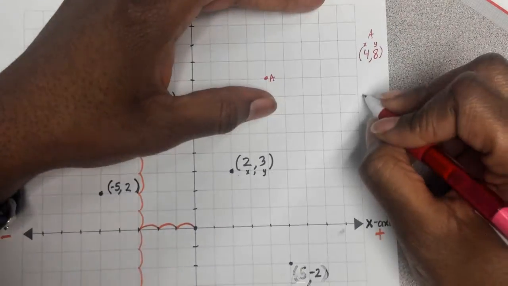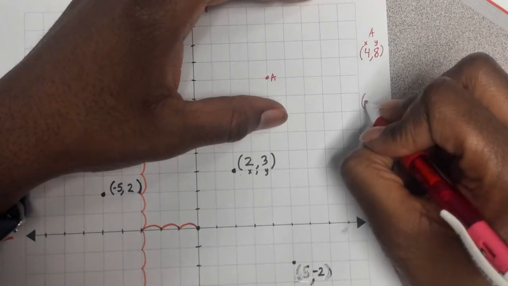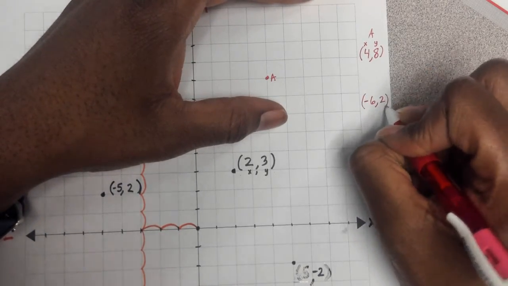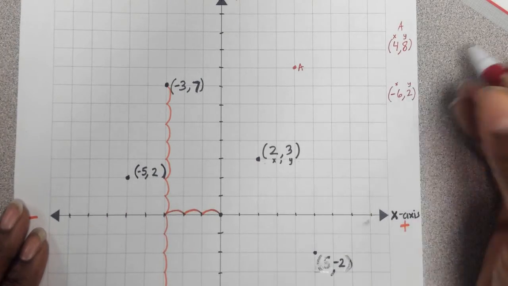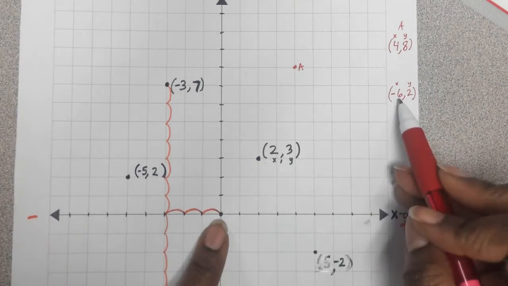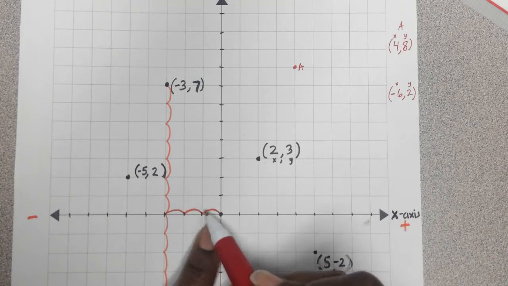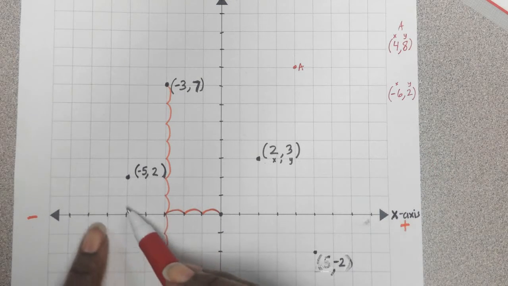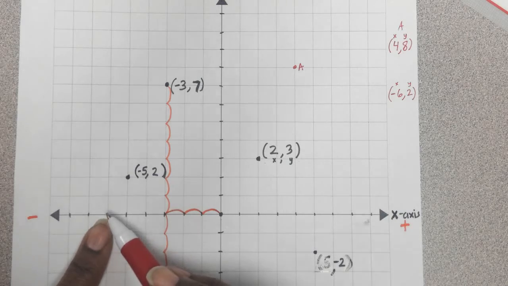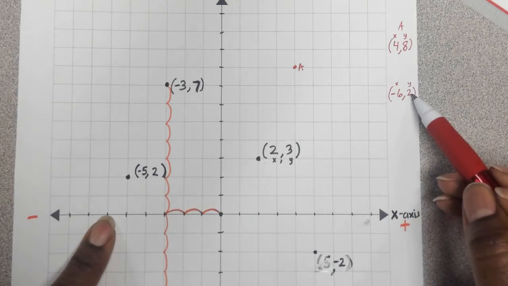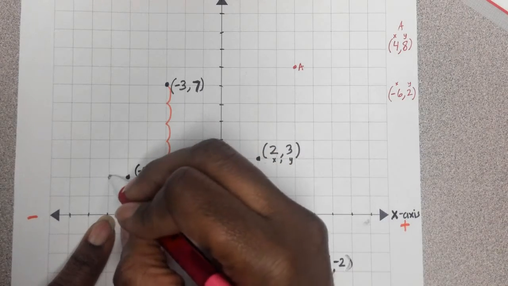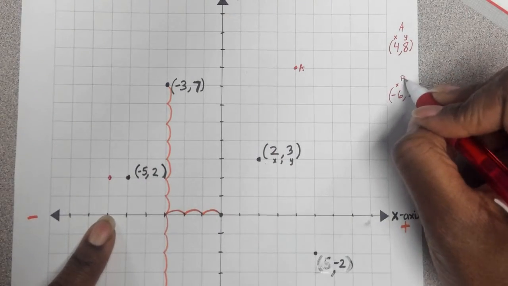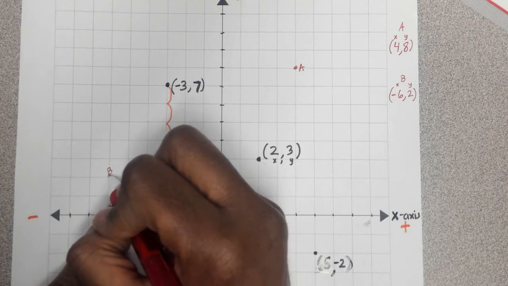And then let's do another one. Let's say they gave you -6, 2. So remember, your x comes first, then your y comes second. Start at the origin. So count -6 squares. 1, 2, 3, 4, 5, 6. That's -6. And then you go up 2. So from here, go up 2 squares, and there's our point. We'll just call this one B. So that's point B.